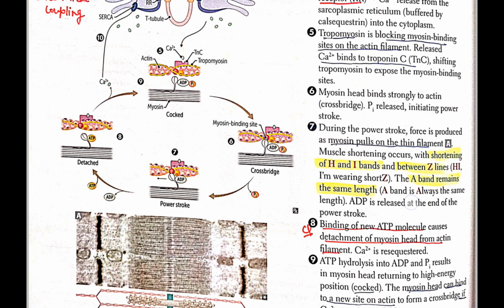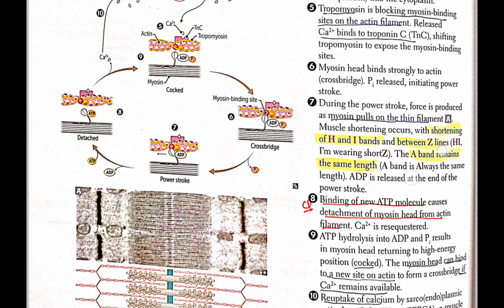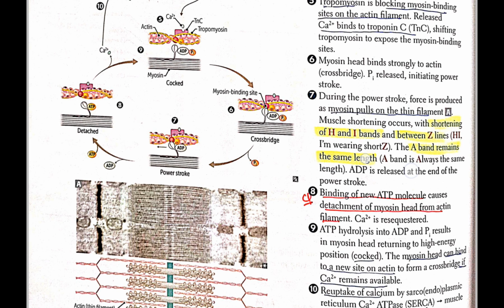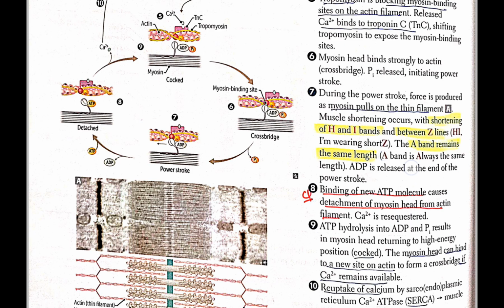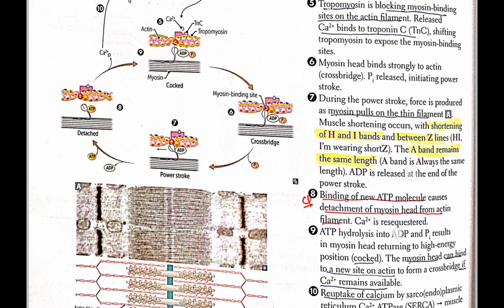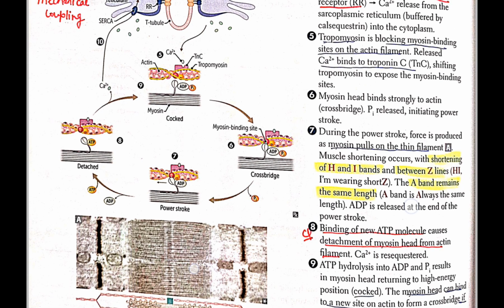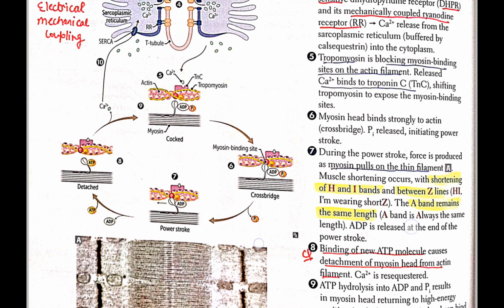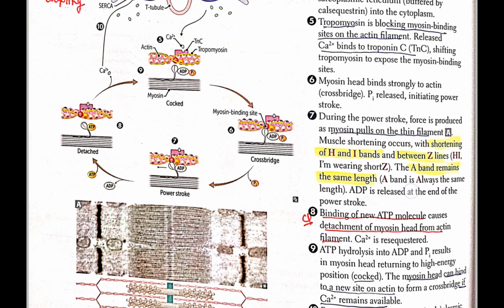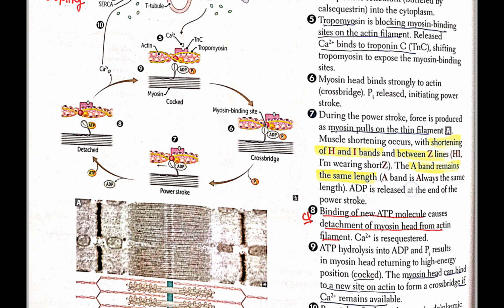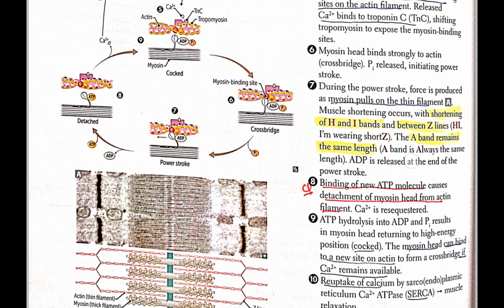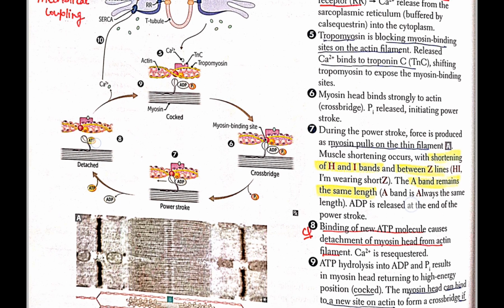Then what happens? We know what bands we had in the sarcomere, so which band will get shortened? The H and I bands, and the distance between the Z lines, will get shortened. What is the mnemonic? Hi, I am wearing shorts. H, I and Z are contracting. The A band, that is the dark band, will remain the same length. Then muscle contraction has occurred. Now how will the myosin head detach? The myosin head will detach with the binding of new ATP. As new ATP binds, the myosin gets detached.